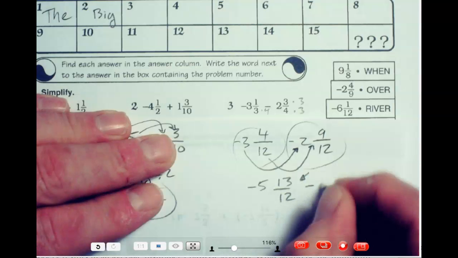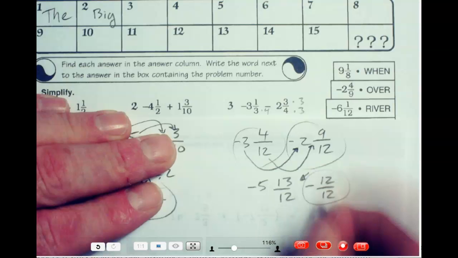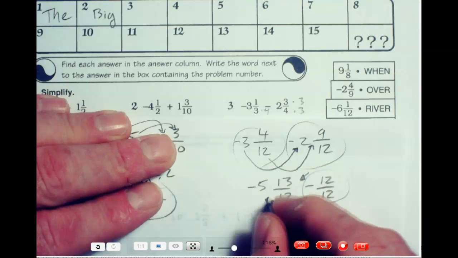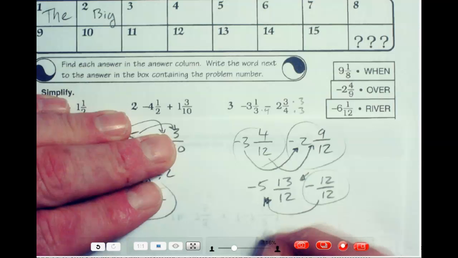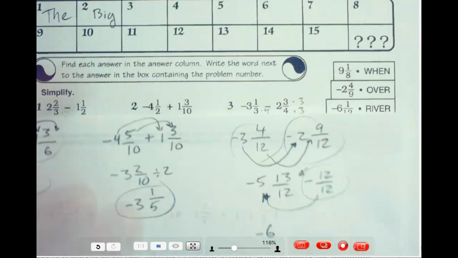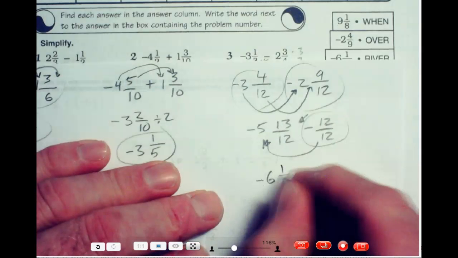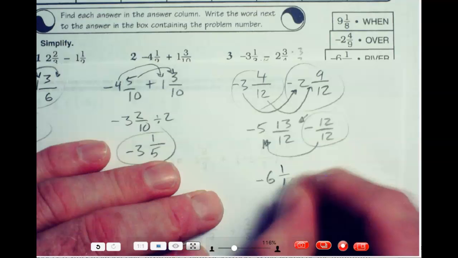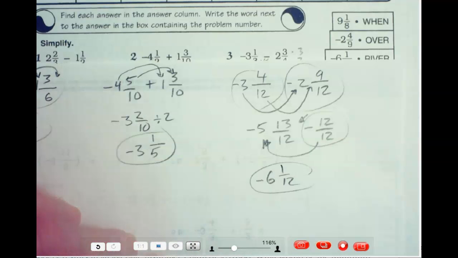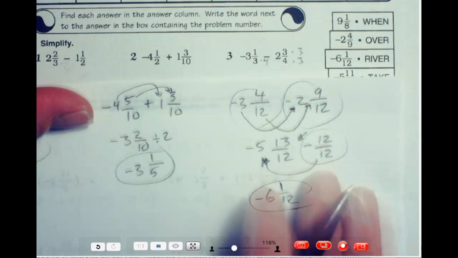Now, this guy here is an improper fraction, but I can fix that. I can think about taking 12/12 out of it. That would be 1 whole, and then moving that 1 over to my whole numbers, and make that into negative 6. Slide up again, negative 6, and 13 minus 12, and there's 1/12 remaining. Negative 6 and 1/12. Let's check, see if I've got my answer. There it is there. Right up on top, the big river.